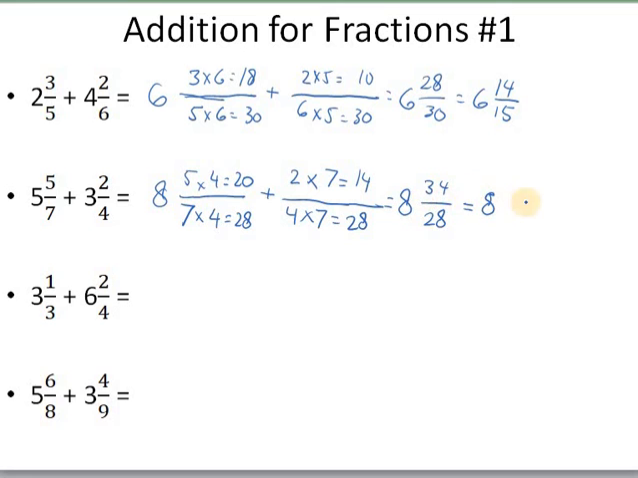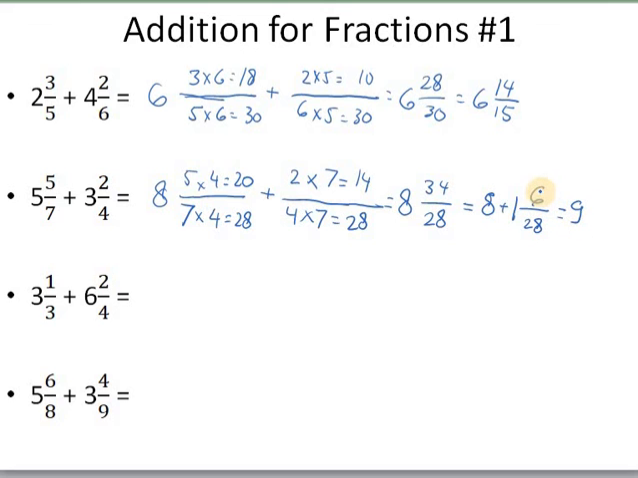Okay, we have 8, and then this one, 34 out of 28. Let's just convert it into a mixed number. 34 divided by 28 is 1, and then the remainder is about 6. After that, just simplify it, right?